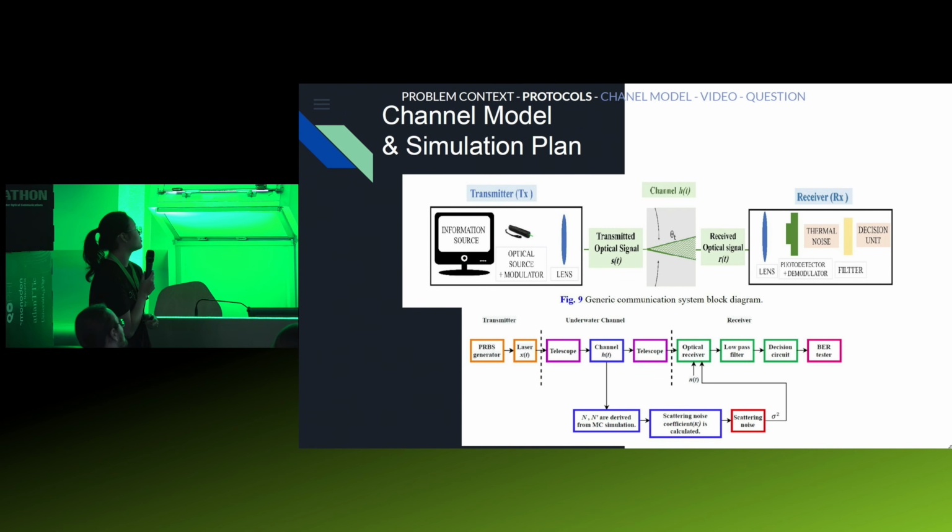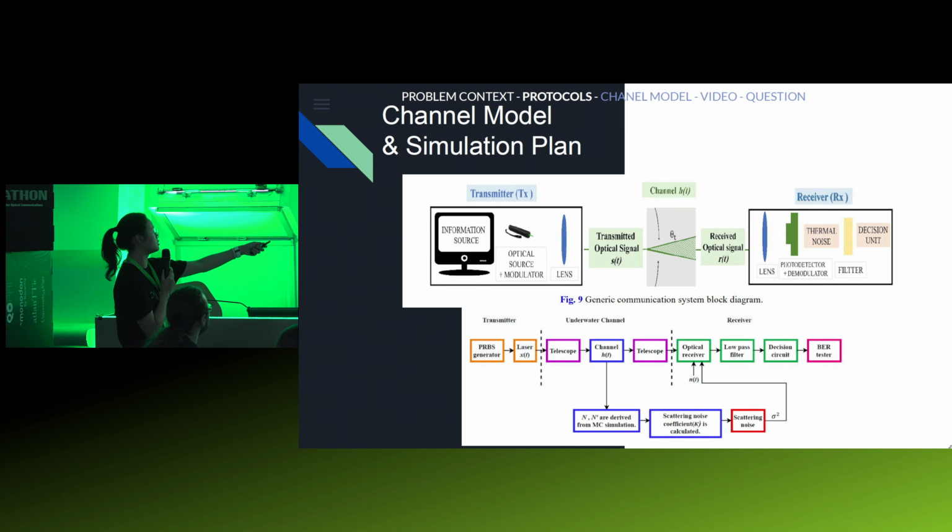And also about the channel model we have chosen and the simulation plan: we get the information source, change it into an optical source with a modulator, and then through a lens we transmit the optical signal through a channel, in this case, as I mentioned before, water. The receiver receives the optical signal, then goes to the detector, the filter, the thermal noise, and the decision units. Also, in the last part, we have another diagram which represents this model.